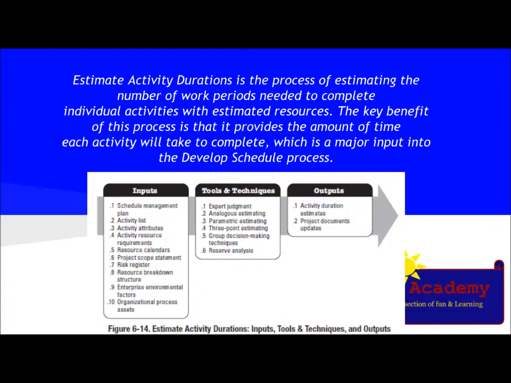The inputs involved are schedule management plan, activity list, activity attributes, activity resource requirements, resource calendar, project scope statement, risk register, resource breakdown structure, enterprise environmental factors, organizational process assets. And tools and techniques involved are expert judgment, analogous estimating, parametric estimating, three-point estimating, group decision-making techniques, reserve analysis, and output is activity duration estimates and project document updates.